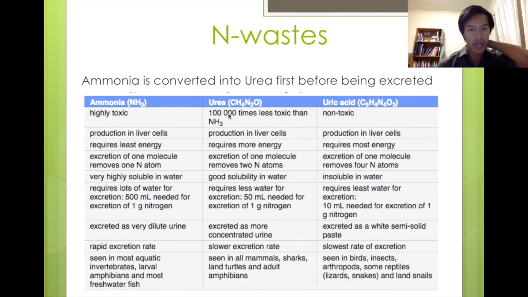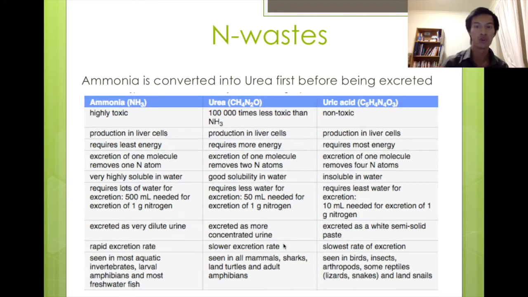Right? On the other hand, urea, once it gets converted, is much less toxic than ammonia. However, it requires energy to make it non-toxic. So that means you can keep it in your blood, for example, for a longer amount of time without it becoming too toxic. Okay, and then your body gets rid of it whenever it needs to. So the excretion rate is a bit slower.